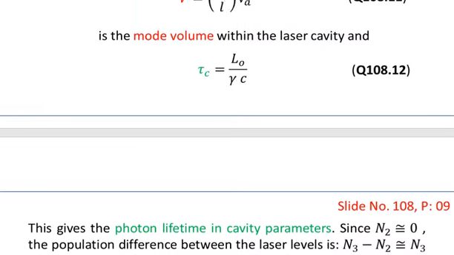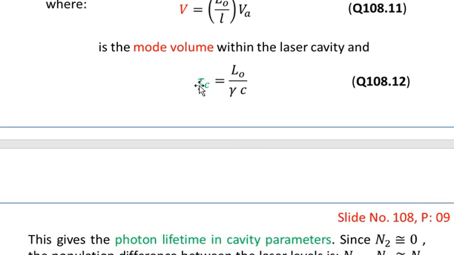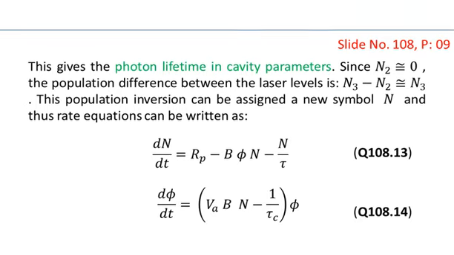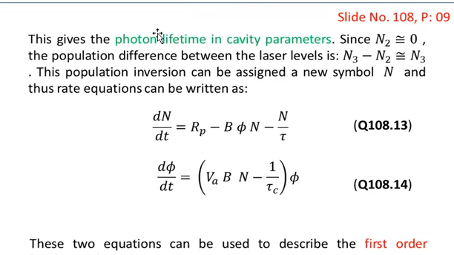And the cavity parameters that appear in the expression of the photon lifetime are L naught, that is the length of the resonator, divided by gamma and c. C is the velocity of light, and gamma is the total loss within the resonator for one pass. So this gives the photon lifetime in cavity parameters.